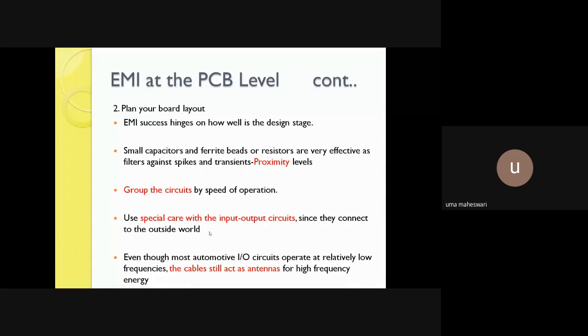And second, plan your board layout. In the design stage itself we can plan how the board layout has to be done to mitigate the EMI issues. For example, the proximity of the components, what components have to be placed where, all these things have to be analyzed carefully in the circuit diagram itself, and group the circuits by speed of operation. That will also have a major impact. Special care with the input and output circuits has to be taken, since cables still act as antennas on the high frequency side.